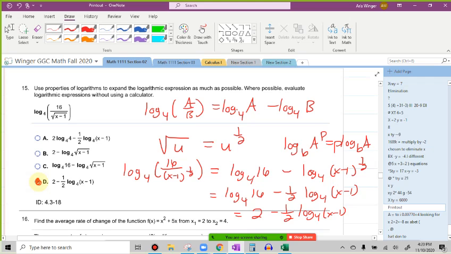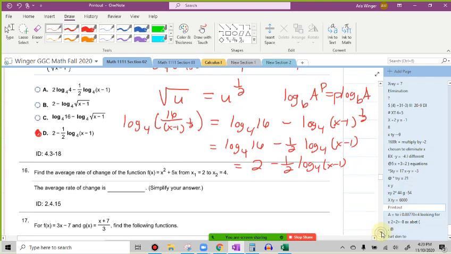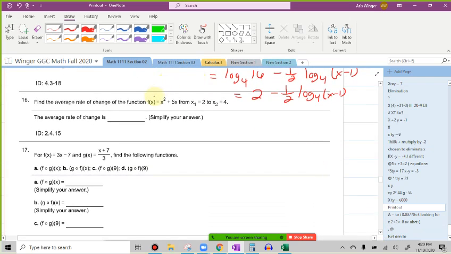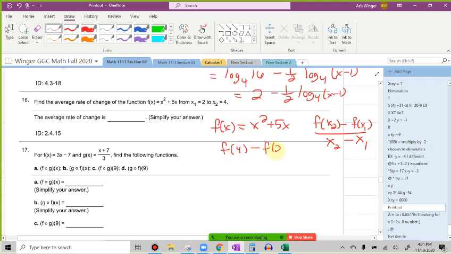And again, you'll be able to read that off pretty quickly as you get to number 15. Average rate of change between two points. I've got f of x equals x squared plus 5x. Average rate of change is you plug in x2, subtract the value at x1, and divide by the difference in x2 and x1. So in other words, for this one, it's f of 4 minus f of 2 all over 4 minus 2.